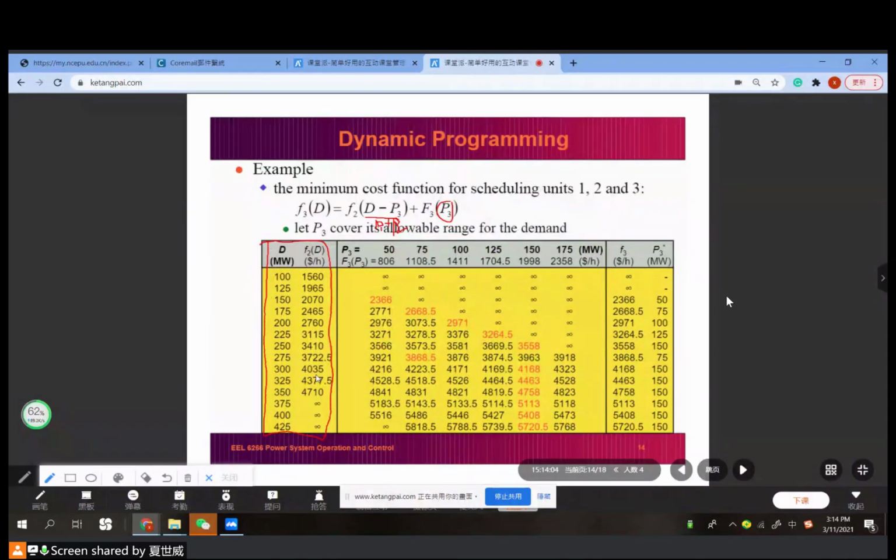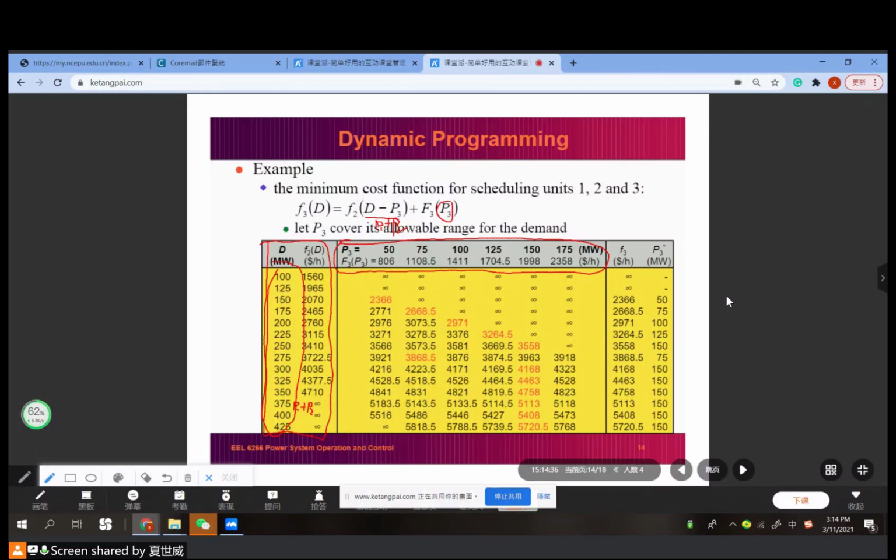What's the meaning of this? That means you use 2 generators, P1 plus P2, to support this load. To support this load, what's the best fuel cost? Similarly, we copy the data for generator 3 here. This is for generator 3.